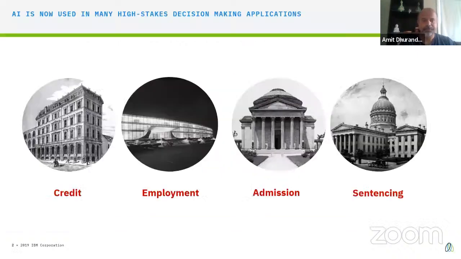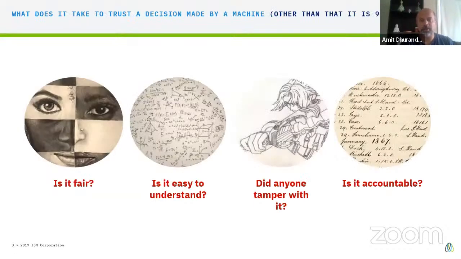work. So as we all know, AI now is being used in many things, from credit to employment to admissions to prison sentencing and so on and so forth. And so no longer is it sufficient to have a model that does really well just on your test set, so you would say something like 99% accuracy. There are all these social questions that have come up, such as, is the model fair? Is it easy to understand? Can it be tampered with? And is it accountable, and so on and so forth.